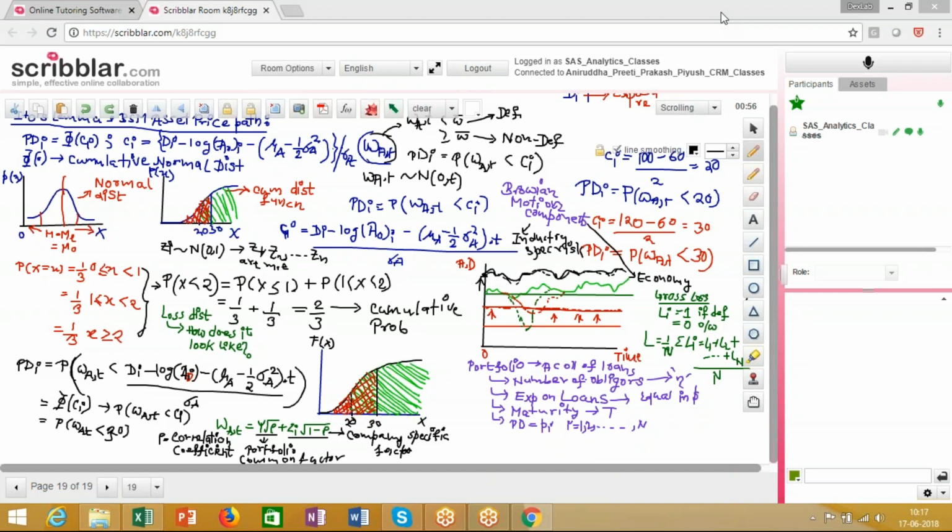So basically, how do I aggregate this at a portfolio level? That is what is most important. One thing is I can look into the probability of default at an obligor level. But if I want to do it at a portfolio level, I need to take into account all the n number of obligors who are there. So what I need to know now is the portfolio loss distribution.